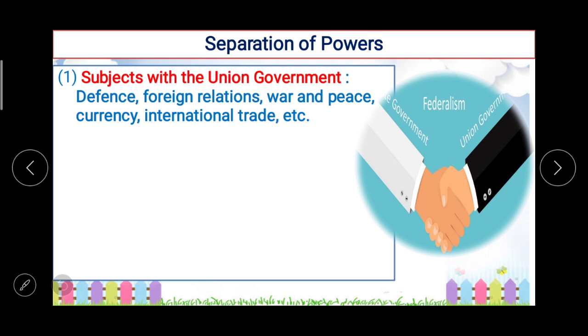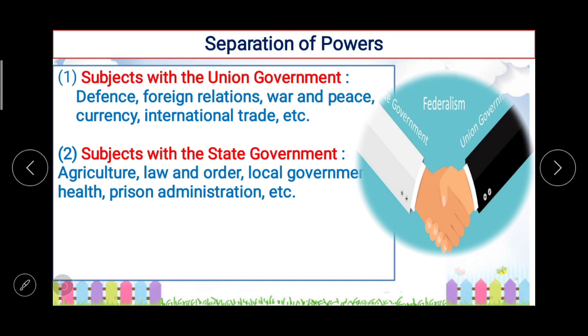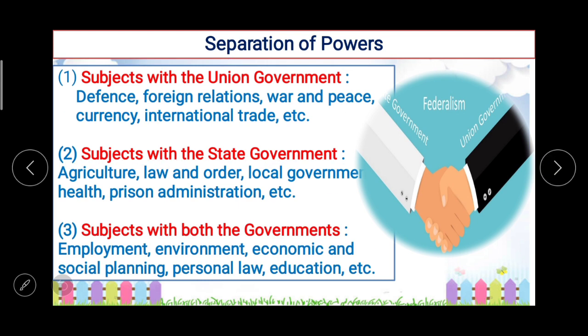Subjects with the union government: defense, foreign relations, war and peace, currency, international trade, etc. And subjects with the state government: agriculture, law and order, local government, health, prison administration. All these are the subjects included in the list of the state government. And then one more, subjects with both the governments, both work on these: employment, environment, economic and social planning, personal law, education, etc. So here the powers are divided between the state government and the union government.